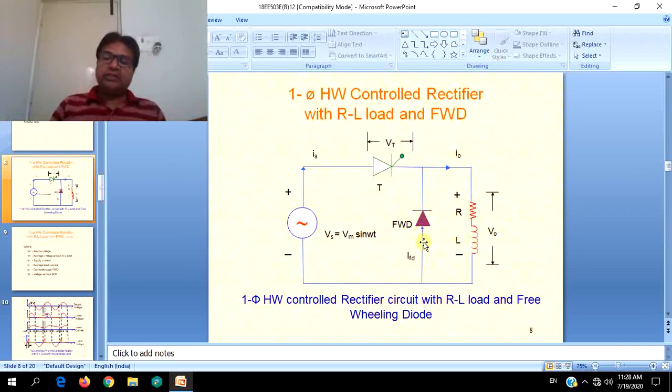Because of this freewheeling diode, the reverse voltage appears across only the SCR, and it is not allowed to be applied across the load. That is, the reverse voltage problem across the load is eliminated. Also, the current through the load, or energy stored inside the inductor, is fully utilized. So the efficiency increases, and the power factor will also improve. That we will see in the waveforms.